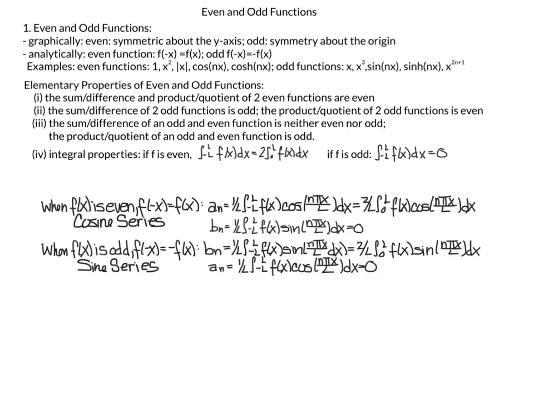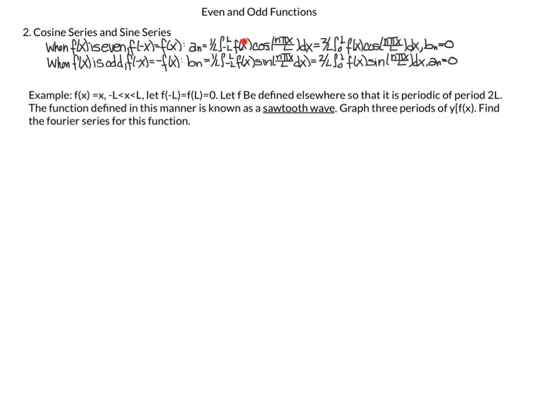So if f of x is even, it's possible to write a Fourier series with only cosine terms, and that would be called a cosine series. If f is odd, it's possible to write a Fourier series with only sine terms, and that would be called a sine series. So I have this here kind of summarized.